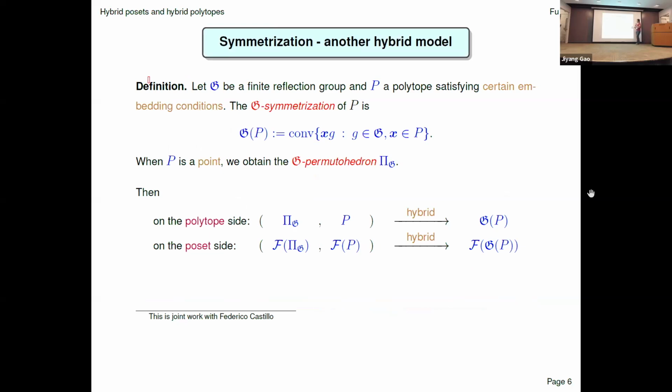So G is a finite reflection group, P is a polytope satisfying certain embedding conditions, which I'm not going to tell you. And we're considering the G-symmetrization of P. Simply you take the reflection group orbit of P and you take the convex hull of all the copies. This construction allowed us to produce hybrid models at the polytope level, and then we use the face poset connection to get to the poset level. And we have some characterization to describe the face poset of the symmetrization of P, which will give us some insights into thinking about hybrid poset questions.